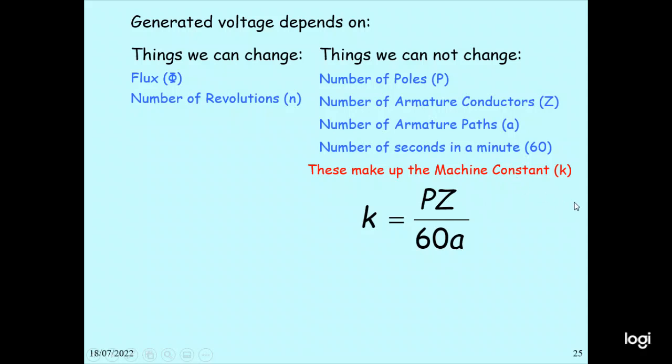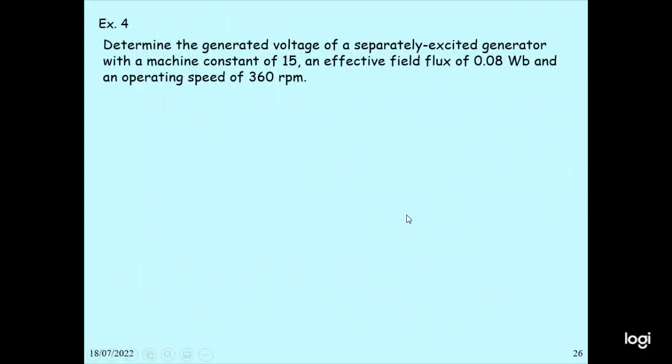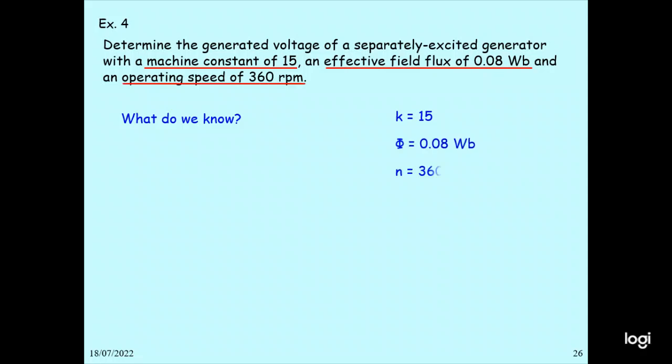We have to calculate: determine the generator voltage of the separately excited generator with a machine constant of 15, the effective field flux of 0.08 Weber, and the operating speed of 360 RPM. What we know is that K equal to 15, phi equal to 0.08 Weber, N equal to 360 RPM. What do we want to know? E equal to K phi N. So we calculate 15 multiplied by 0.08 multiplied by 360, you get 432 volt. The next problem.